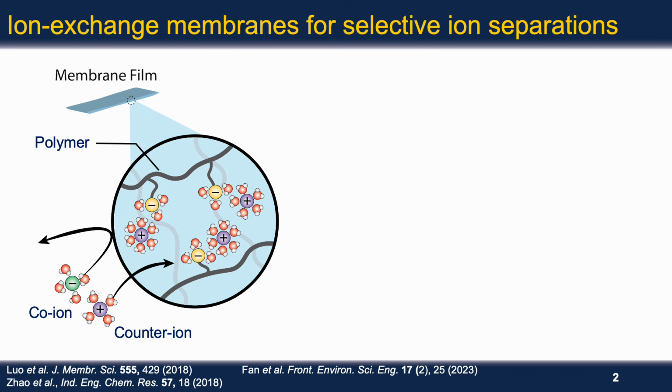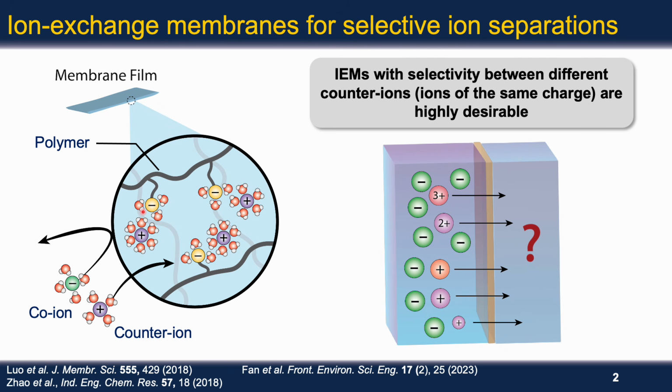Ion exchange membranes are used in a variety of electrochemical applications because of their ability to selectively transport counterions, or ions that have an opposite charge to the polymer backbone, over coions, or ions that are similarly charged to the polymer. This type of charge selectivity is critical for applications like electrodialysis for water purification. However, recently there's been an enormous amount of interest in developing ion exchange membranes that can discriminate between different counterions, so being able to separate ions that have the same charge.